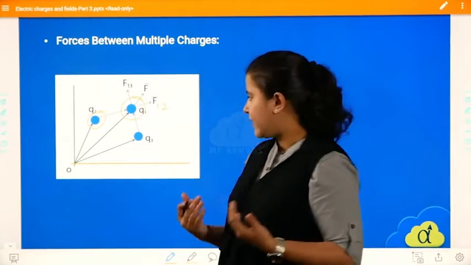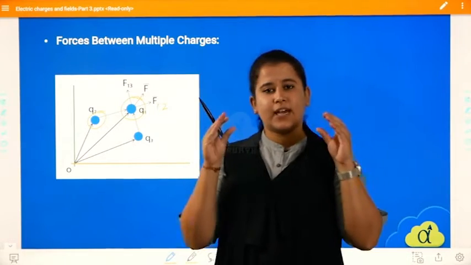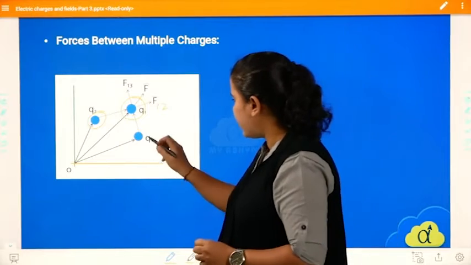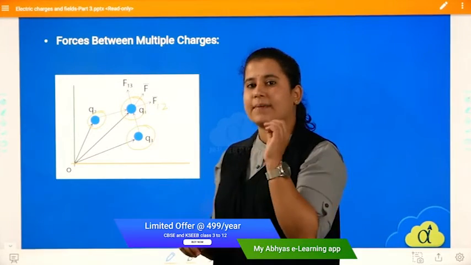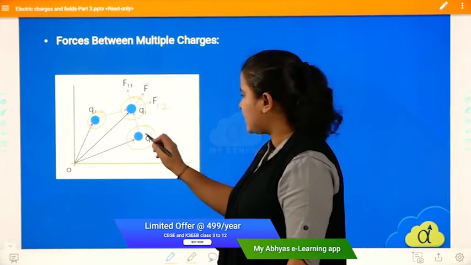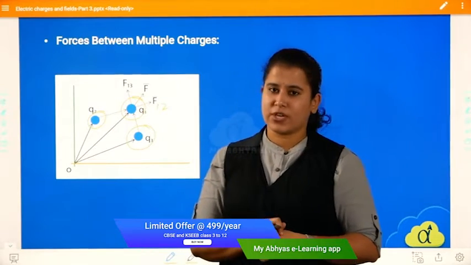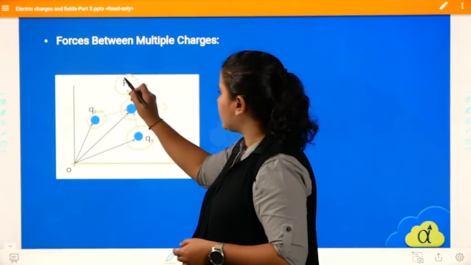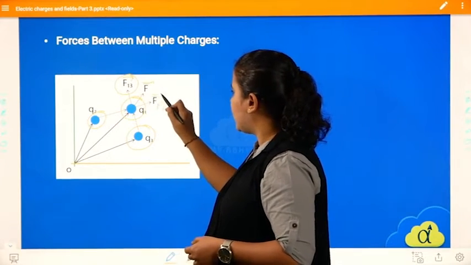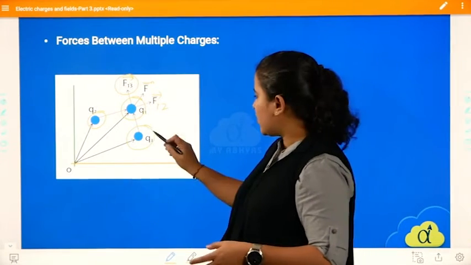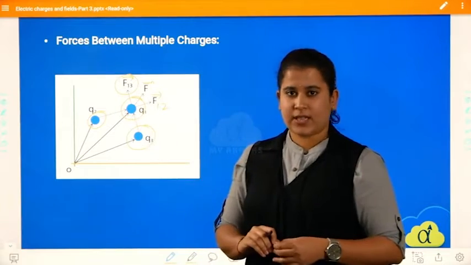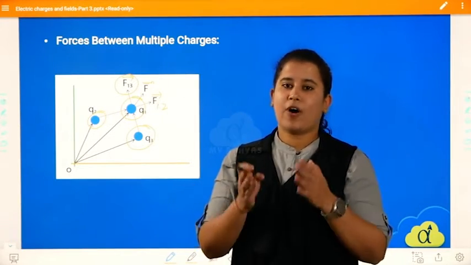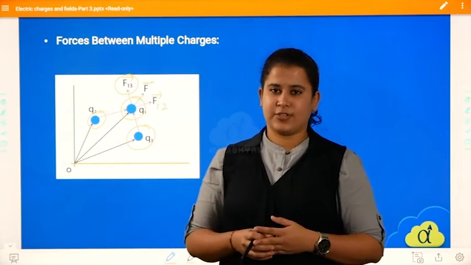law. Next, when there are two charges, I'll bring another charge into existence, that is, I'll bring Q3. Once I bring Q3, what happens? This Q3 again exerts force on Q1, and that force is given by F13. These are all in vector form. Remember this, everything is in vector. So Q3 is exerting force on Q1, and the force is called F13, that is, the force on the first charge by the third charge.